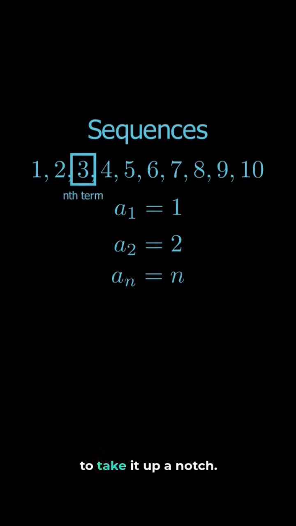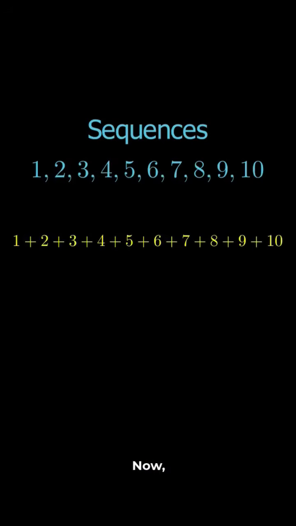Now let's say we want to take it up a notch. And let's say now we want to take the sum of the sequence. So we want to calculate 1 plus 2 plus 3 all the way up to 10. Now, taking the sum of a sequence is what we call a series, okay?